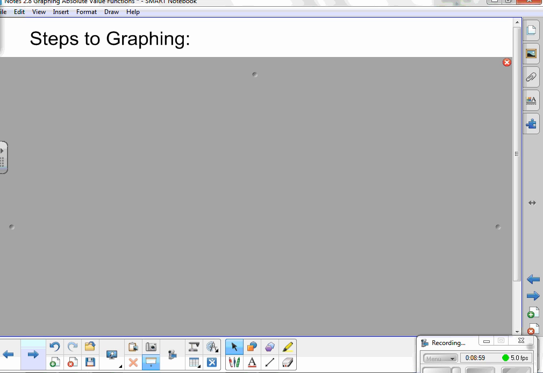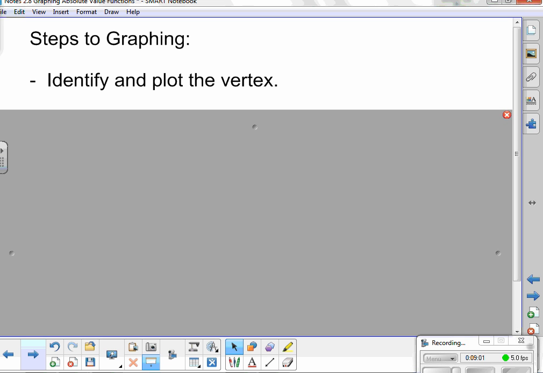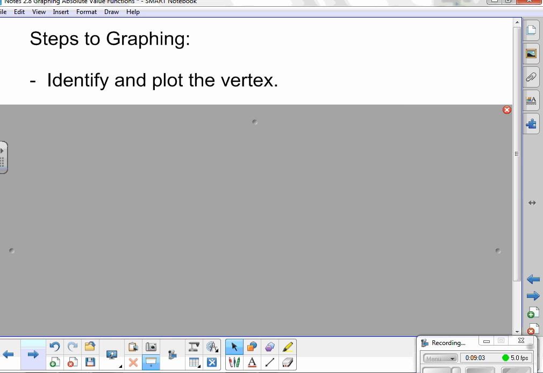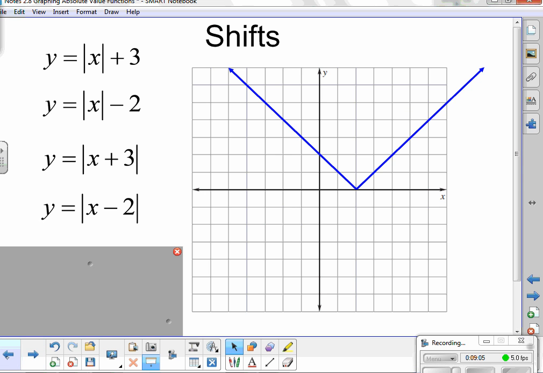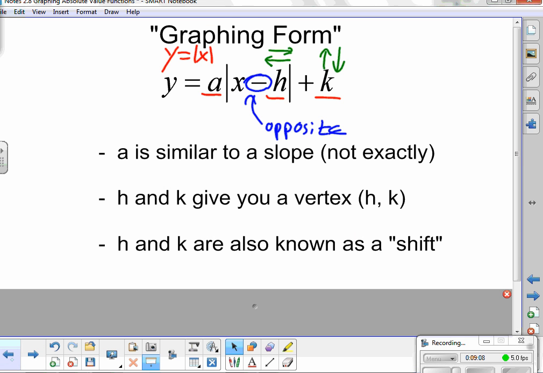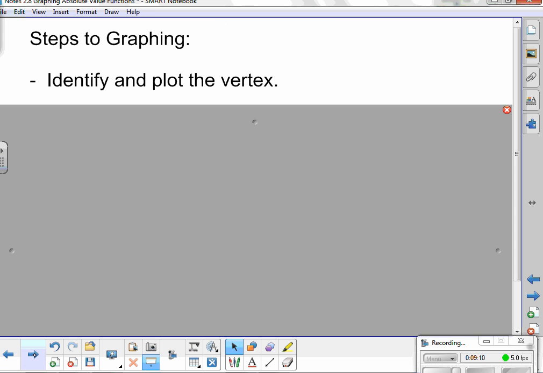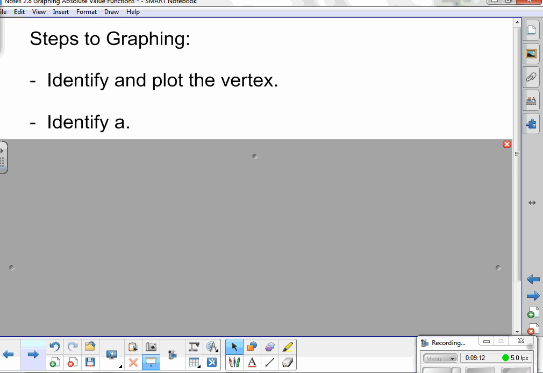Couple steps of graphing here. First step, identify and plot the vertex. The vertex is actually h comma k. I don't know if I said that over here. Yeah, I did. Okay. Vertex is h comma k. So you're going to find your h and k.